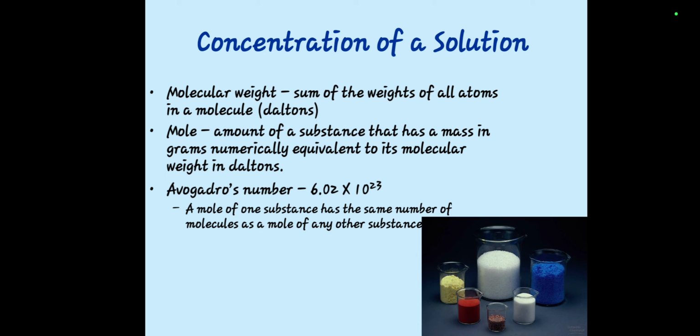It explains that this Avogadro's number basically shows how you can write a very, very large number and how you can write a very, very small number. Okay, it can help us to write a certain number that is either very, very large or very, very small. So a mole of one substance has the same number of molecules as a mole of any other substance. So that is the concentration of solution.